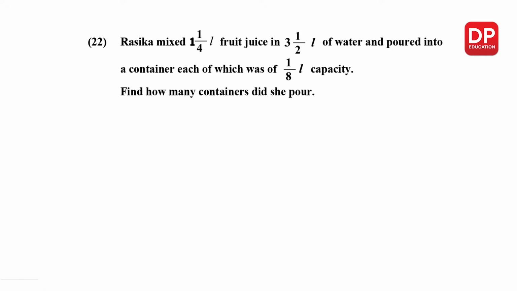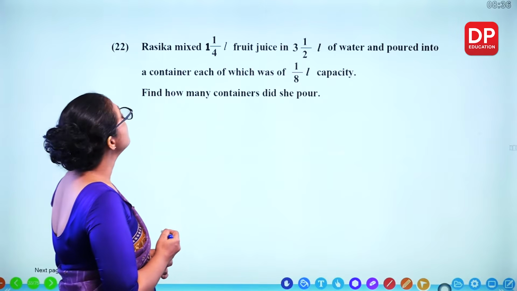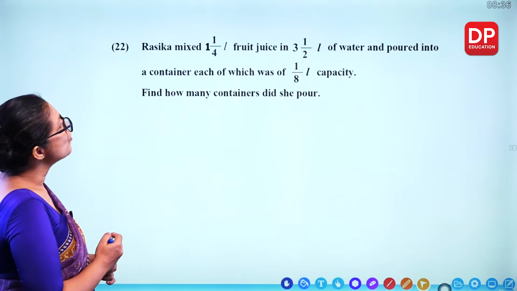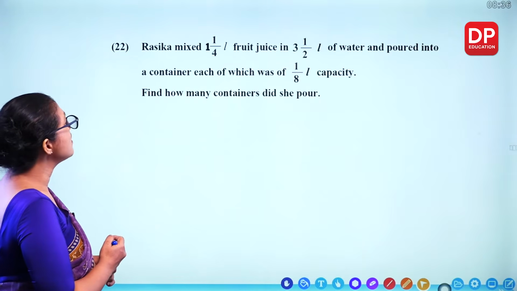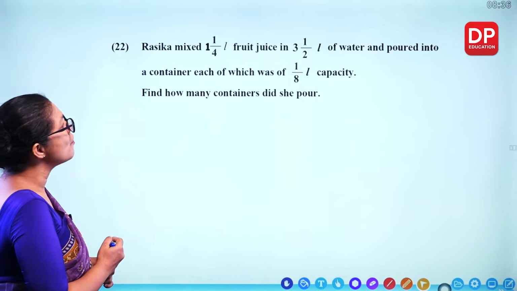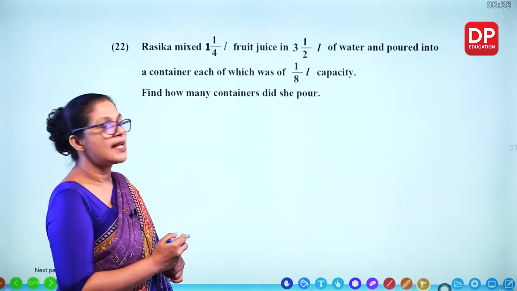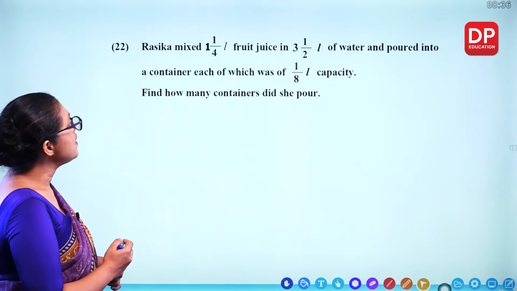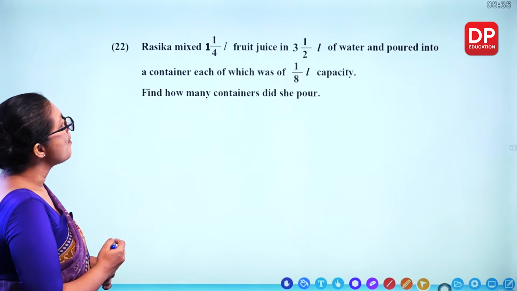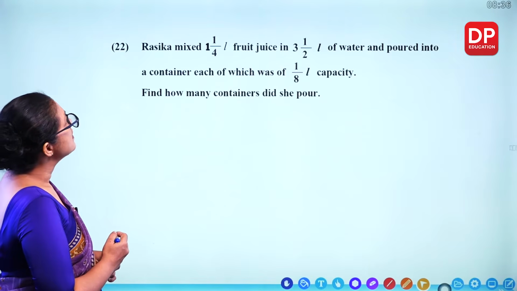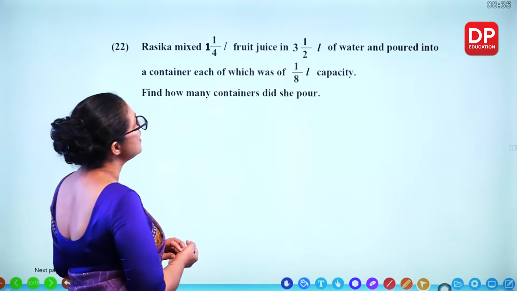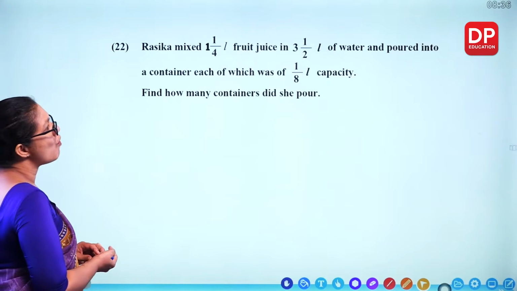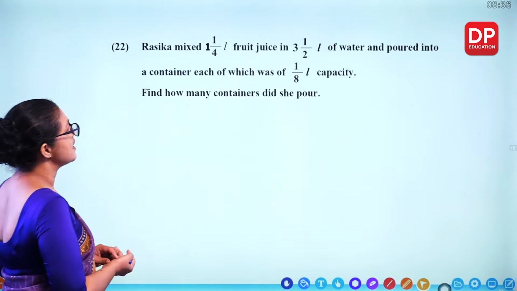Look at this one. Rasika mixed 1.25 liters of fruit juice in 3.5 liters of water and poured it into containers, each of which was of 1/8 liter capacity. Find how many containers she poured. So what's the mixture? Rasika mixed 1 1/4 liters of fruit juice in 3.5 liters of water and poured into containers.